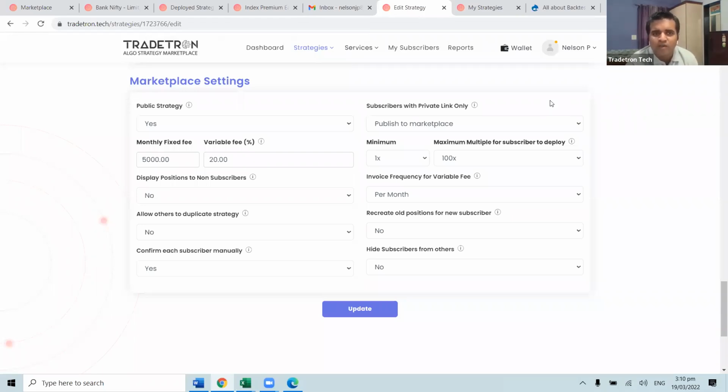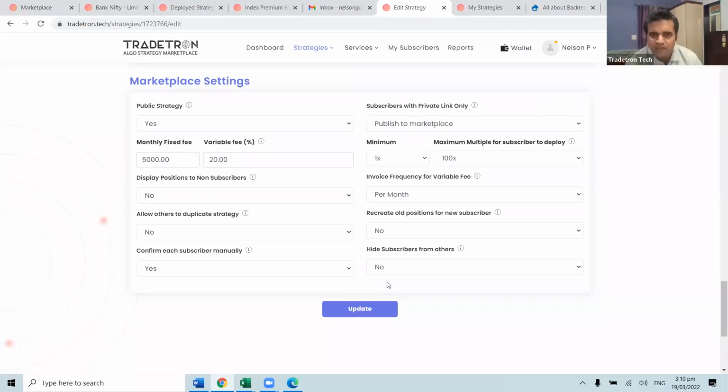Allowing to duplicate your strategy should be only within your family or your very closest friends, whom you are okay with sharing the entire strategy logic and the template. That is your entire logic that you are sharing with someone, so you cannot do that unless you trust someone. Monthly fixed fee will not play a part in that at all. If duplication is set to yes, then automatically anyone will be able to copy that strategy. That is clear, right?